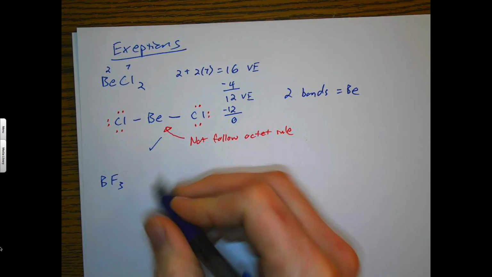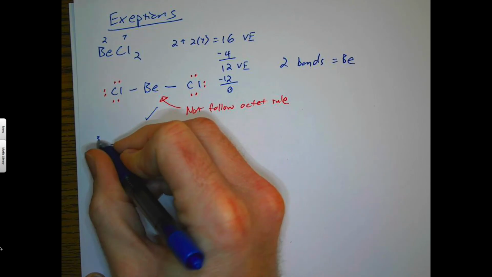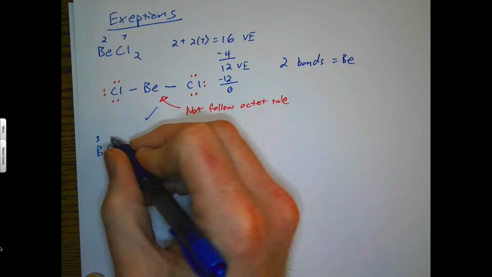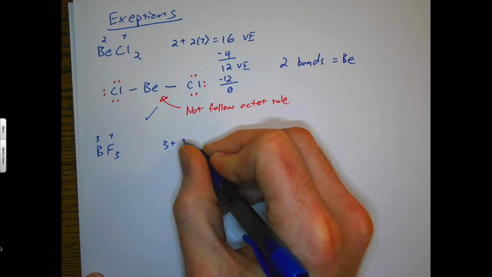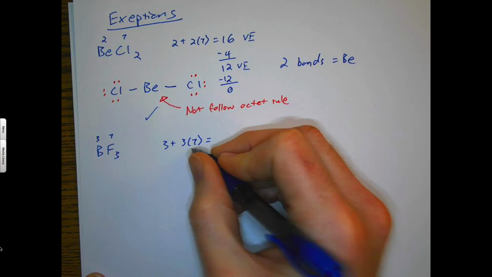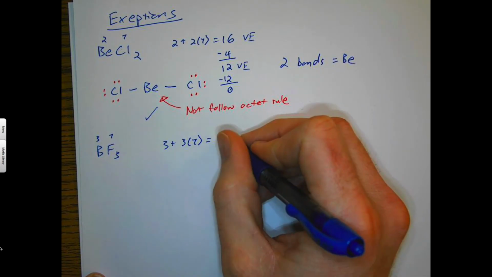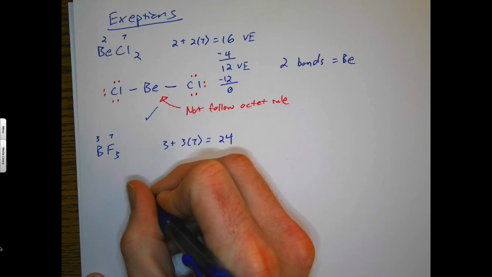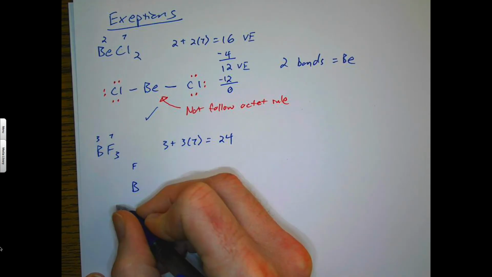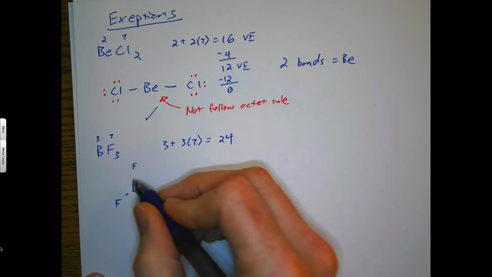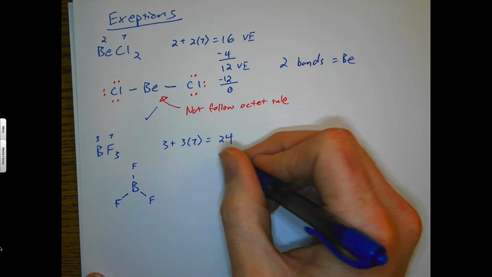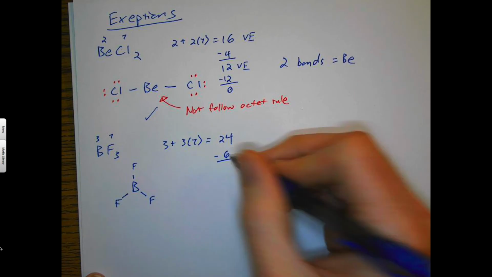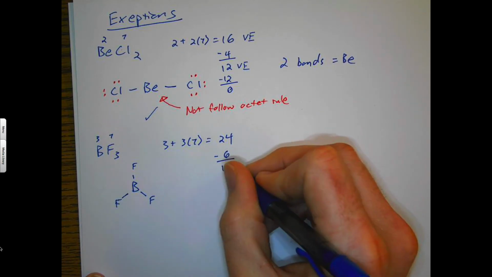BF3. Well, boron is kind of similar. Boron has 3 valence electrons, and then fluorine has 7. So 3 plus 3 times 7 is 21, and 21 plus 3 is 24. So we're going to put boron in the middle, and we're going to put fluorine on the outsides. We draw a bond in between them. Our bonds are a little wonky. There are 3 bonds, so that's 6 electrons. So 24 minus 6 is 18.